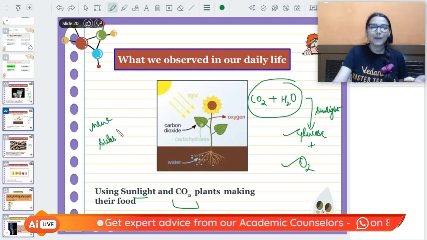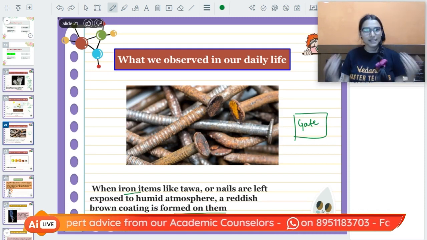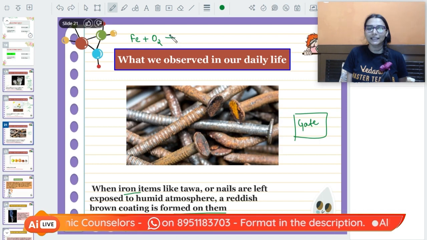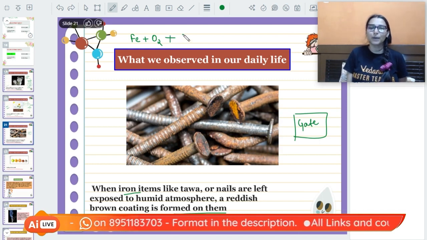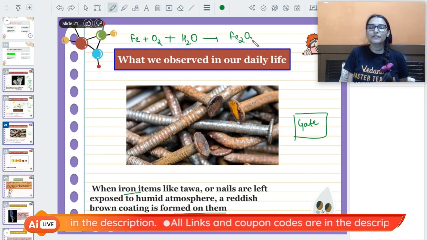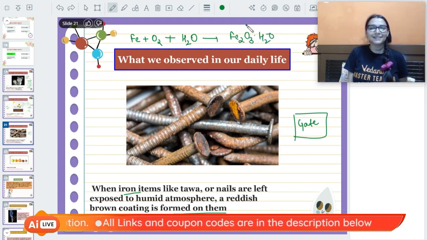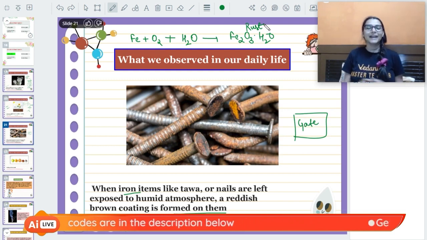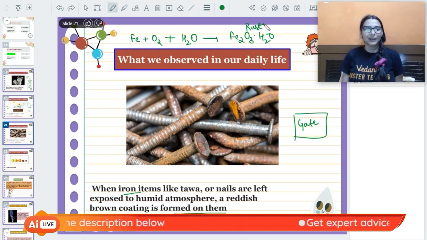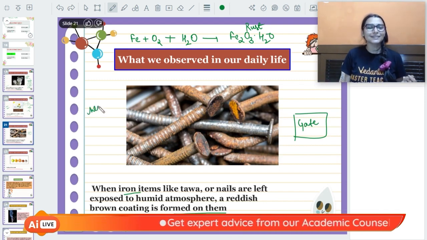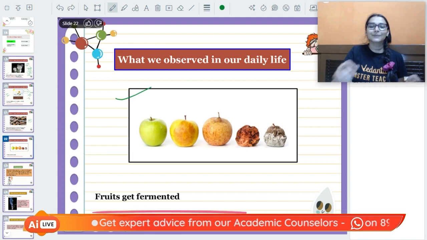Yes, it is happening. Apart from that, what is happening in rust? I told you, when iron is attacked by air, particularly oxygen from air, and moisture, it leads to the formation of hydrated ferric oxide. This is nothing but the composition of rust. Iron 3 oxide, okay, that too hydrated. So what happens? A new substance is formed here also. The same thing happens here.